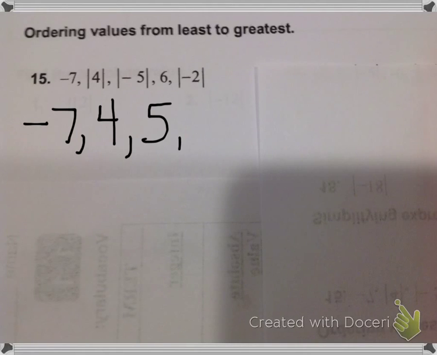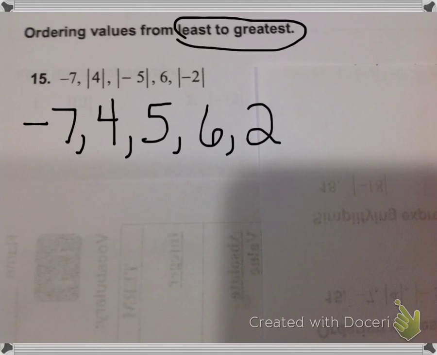It's 5. 6, just bring that down, and the absolute value of -2. How far is -2 from 0? It's 2. Then you take the numbers and you put them in order from least to greatest. And always read this carefully, because sometimes it says greatest to least, sometimes it says least to greatest. It's there to trick you.